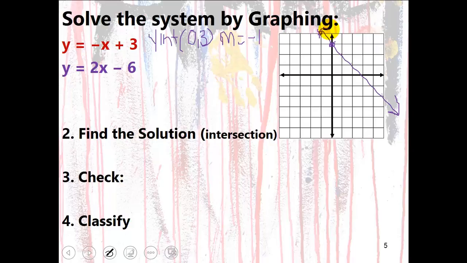This one, I might as well use the y-intercept. I have room. (0, -6). m is equal to 2. So I'm going to start here, and I'm going to go up 2 over 1, and up 2 over 1, and up 2 over 1. I think there's my spot right there. Up 2 over 1. And I'm going to connect.